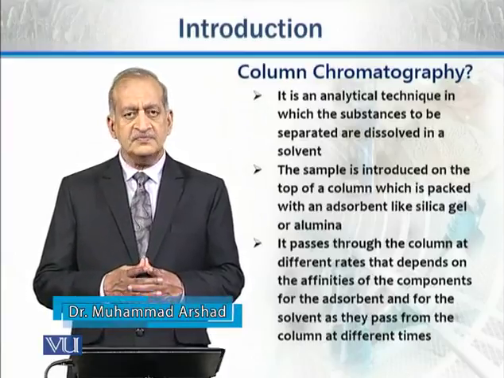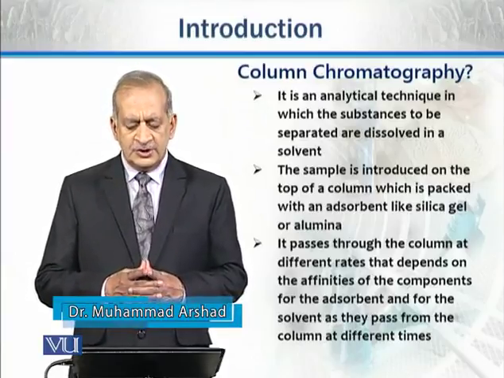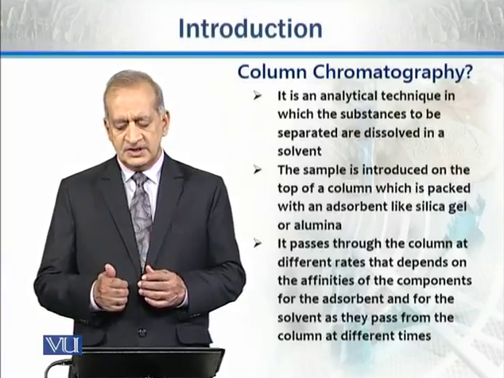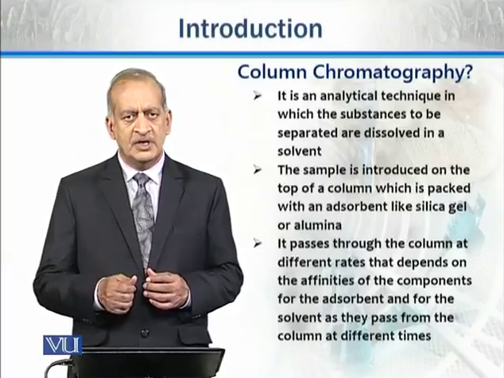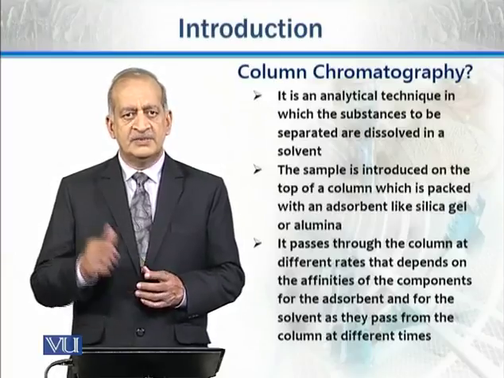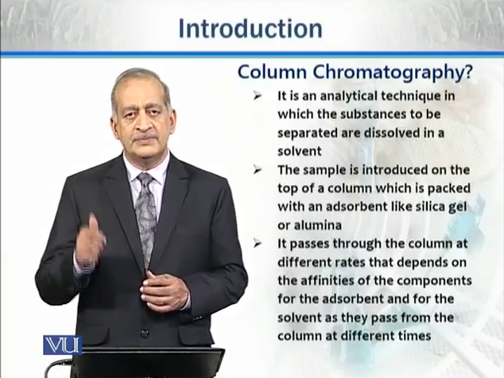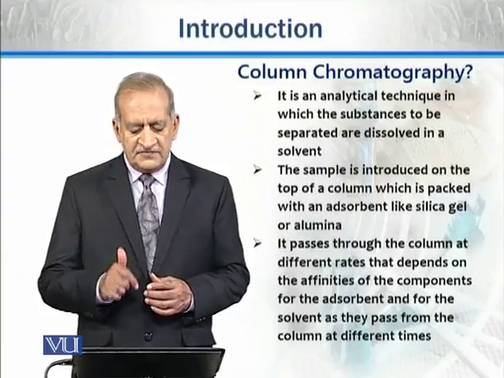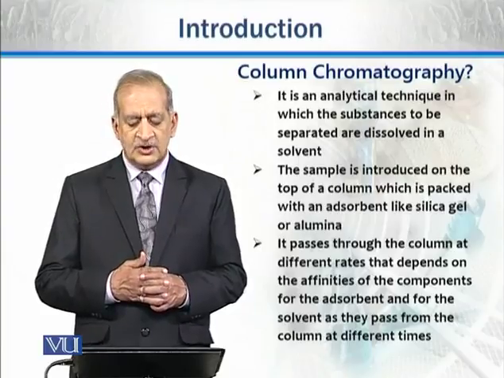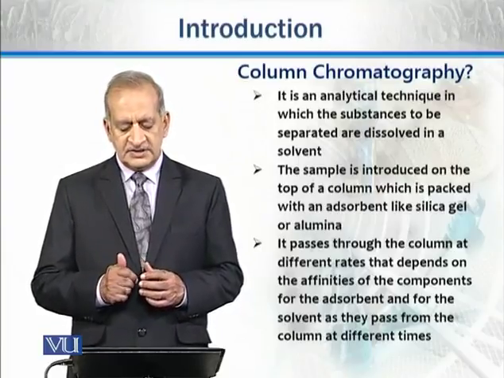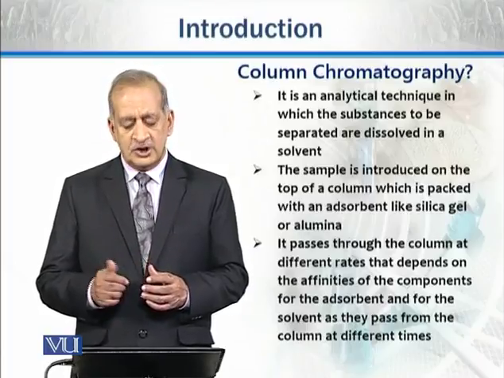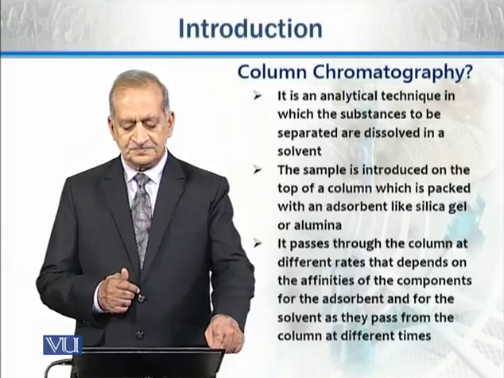mixture. Sample is introduced on the top of the column, which is packed with some adsorbent like silica gel, like alumina, like some other adsorbent material. And when the sample is applied on the top of the column, it passes downwards at different rates. This different rate depends on the affinities of the components for the adsorbent and for the solvent, as they pass from the column at different times.